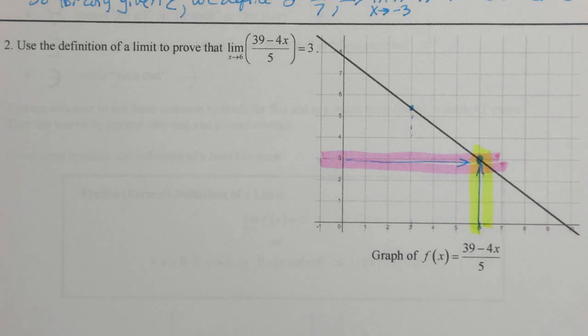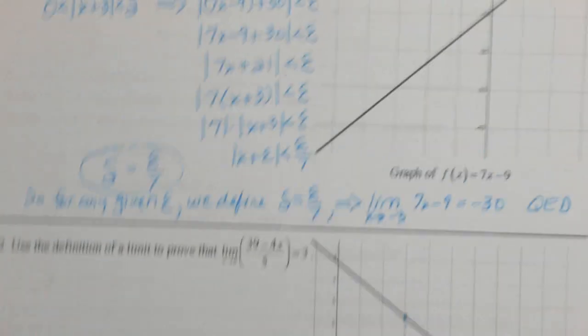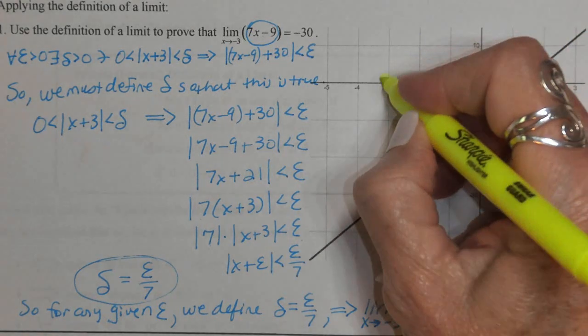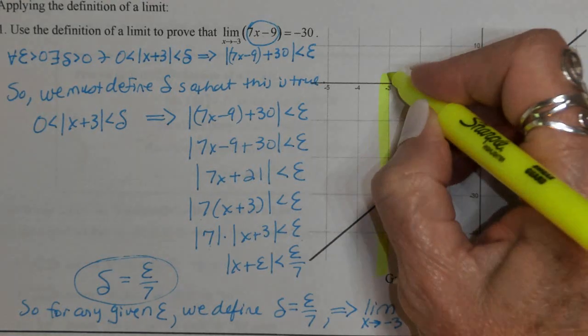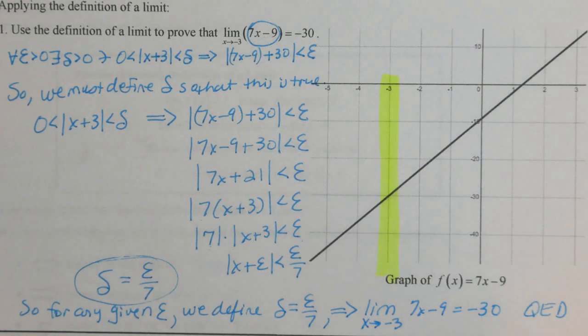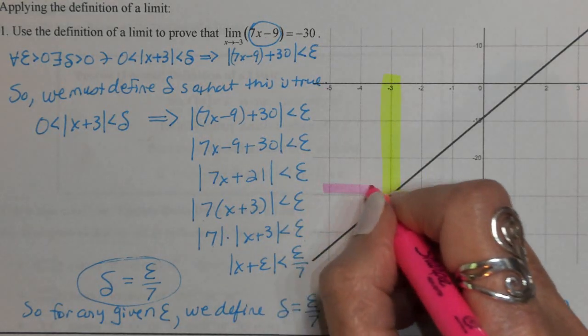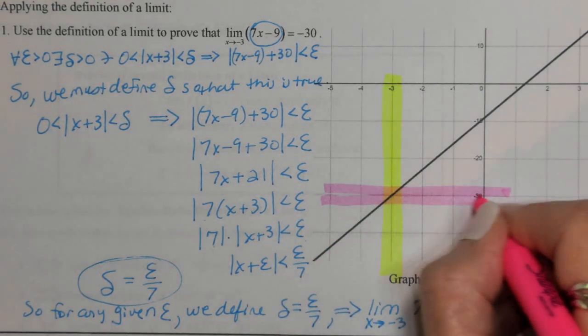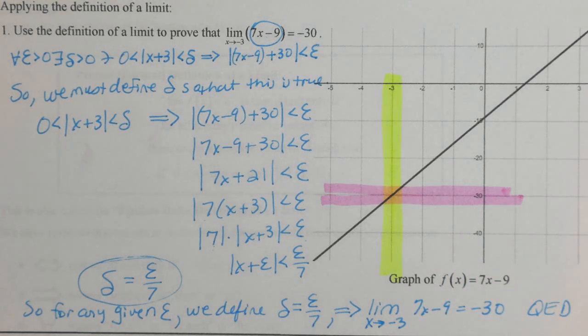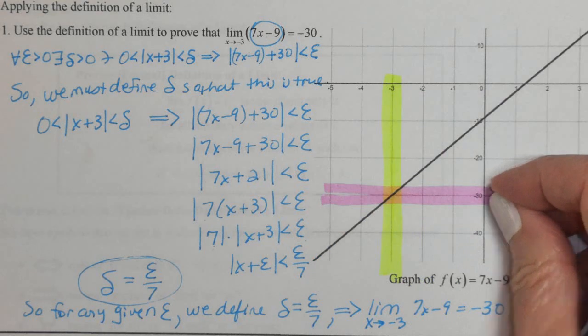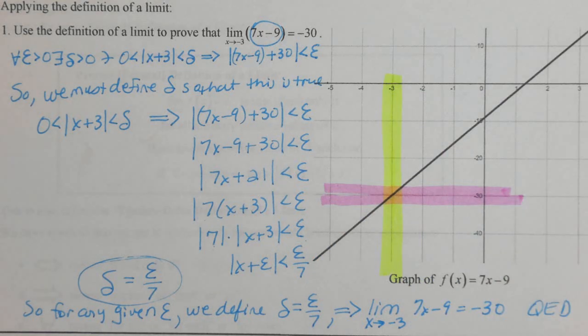Okay, I should have done that up here on this other graph as well. Let me do that up here. So around x is -3, there's my delta interval. There's my delta. And around my -30 here, there's my epsilon. So in fact, I should have made my delta interval much shorter because delta is epsilon over 7. So this interval will be a 1/7 of that interval, the way I define my delta.